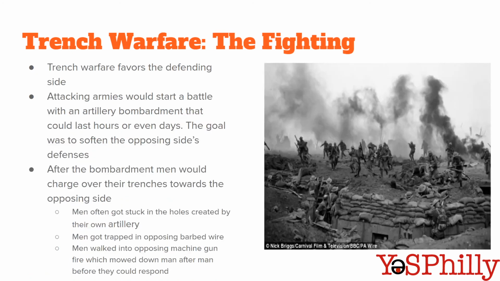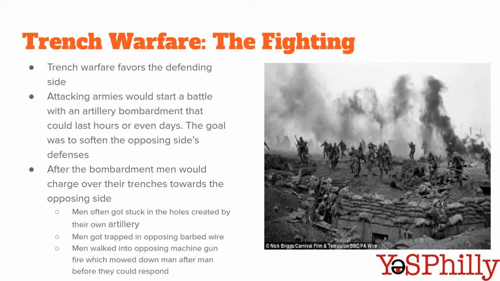All right, what was it like to fight, though? Trench warfare obviously favors the defending side. If you're attacking a trench, you're in way more trouble than the person who's in the trench. All right? So generally how a battle would work is the attacking armies would start a battle with artillery bombardment that could last for hours or even days. The goal was to soften the other side's defenses. So let's say the French wanted to attack the Germans. They would open fire with big cannons, artillery, and just bomb. Again, sometimes for days, they would bomb the other side. Okay? And the goal of this was to soften up the defenses of the opposing side.